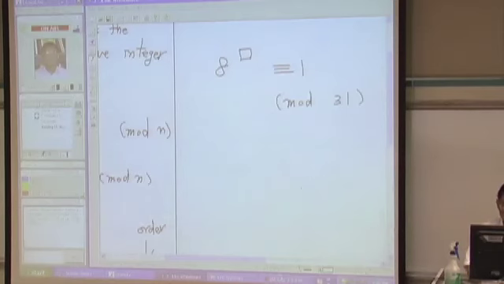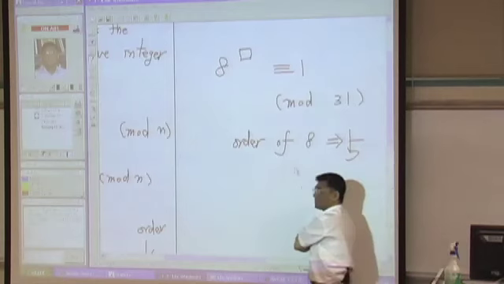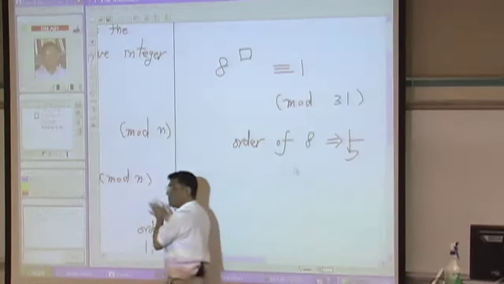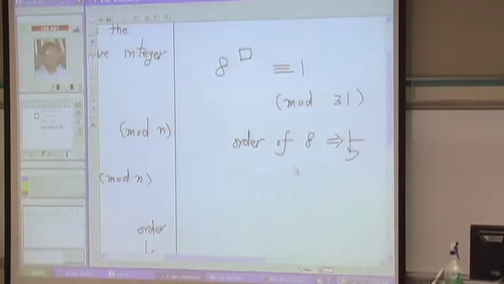So because of this reason, the order of 8 is 5, mod 31. So depending on modulus, we have different order. The order of a fixed number is not fixed. The order of a fixed number depends on modulus.